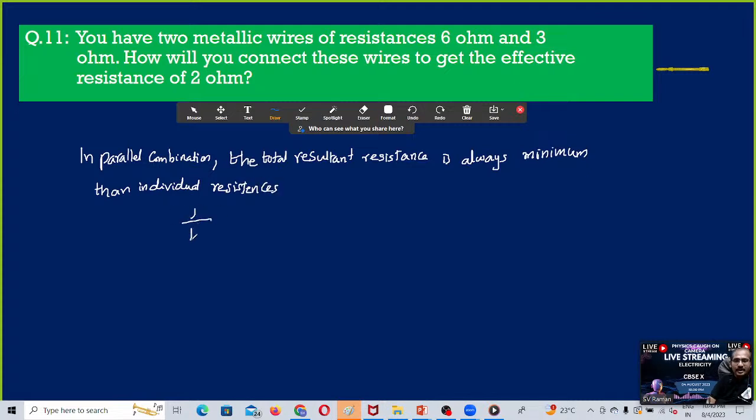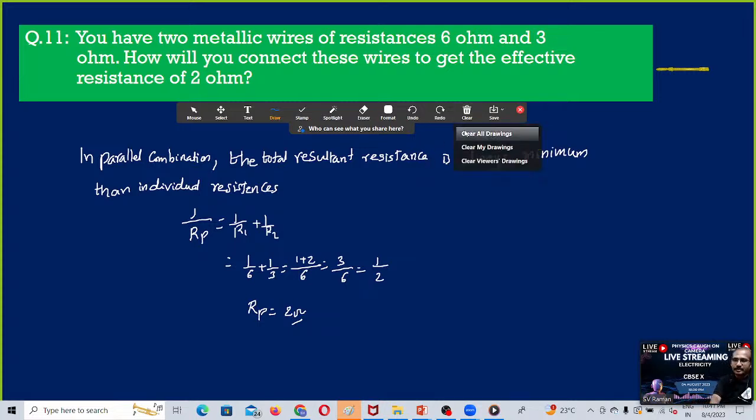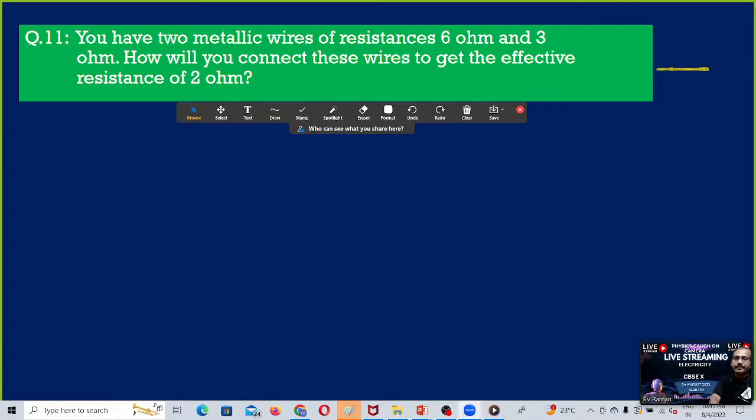Then the formula, 1 by Rp is equal to 1 by R1 plus 1 by R2. They have given 1 by 6 ohms and 1 by 3 ohms. So 6 ohms is the LCM, 1 plus 2, which is 3 by 6, equal to 1 by 2. So 1 by Rp is equal to 1 by 2. So Rp is equal to 2 ohms. If you follow this method, you will exactly get the 2 marks, or 3 marks, whatever the question. Clear? Next question.